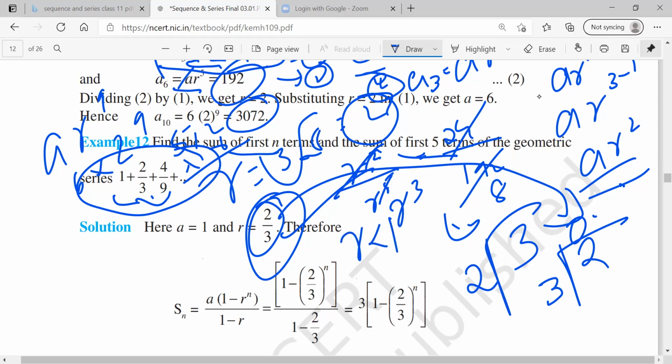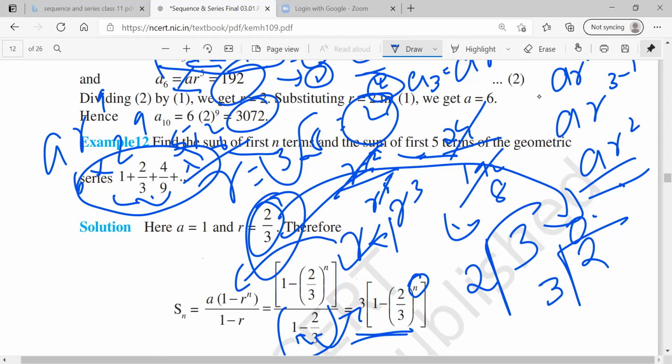If the r value is less than 1, we use what formula? Sn is equal to a into 1 minus r power n by 1 minus r. This is for n terms. First 5 terms means I have to just put n is equal to 5. Simplifying this, 1 minus 2 by 3, take the LCM: 3 minus 2 by 3 is nothing but 1 by 3. The 1 by 3 will go to the top and become 3.